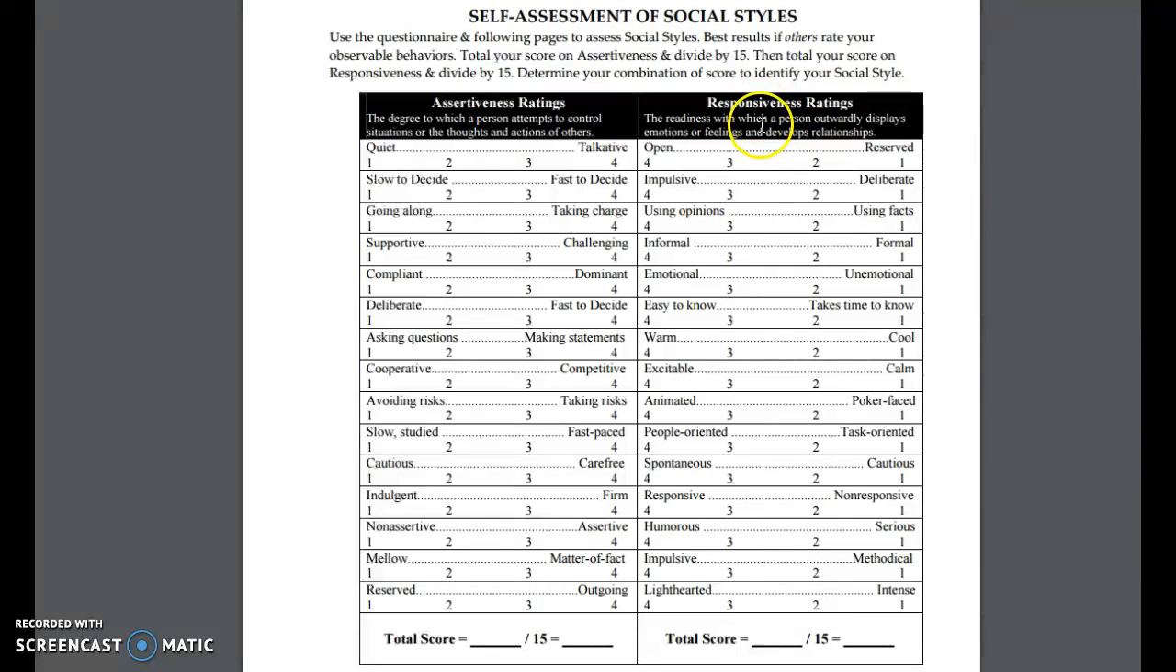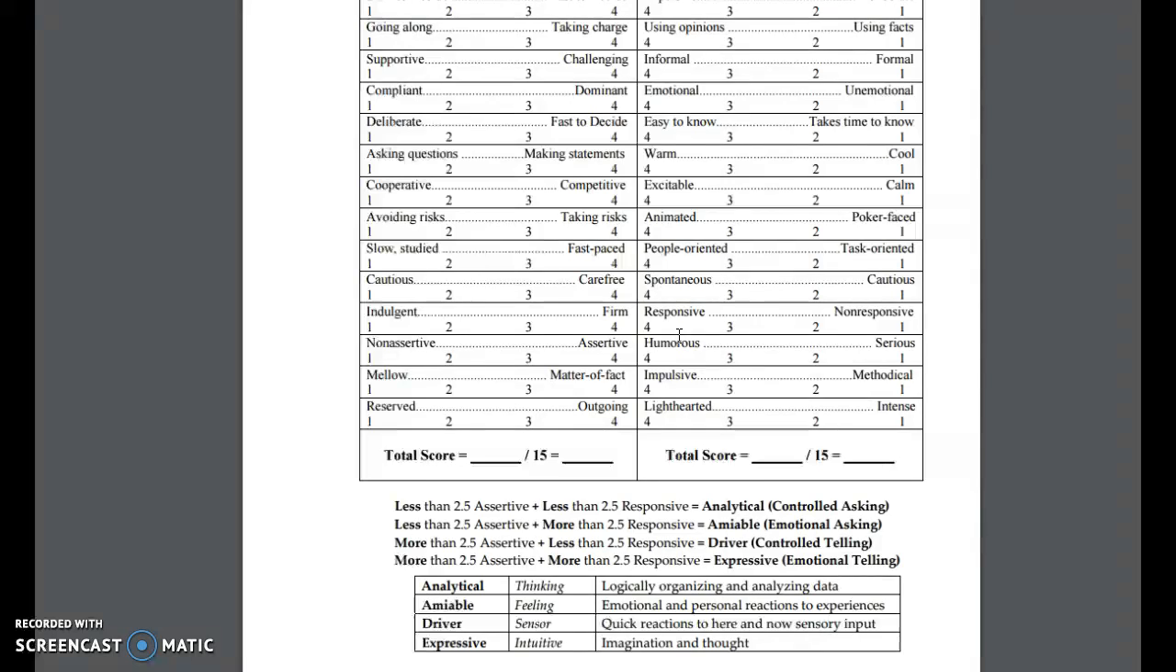Let's move to the responsiveness rating side. Let's say that this person answered 4 again on every single one of these. There's 15 questions. The student answered 4 on every single one. You would get a total score of 60 again, divided by 15, and that equals 4. Let's scroll down a little bit.